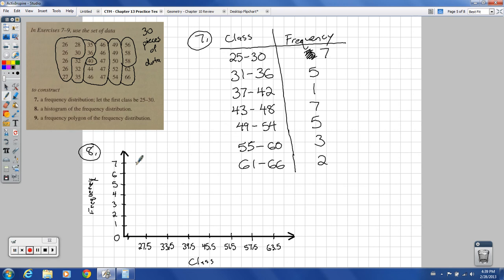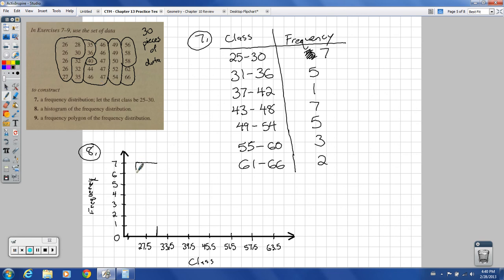Anyways, right here, that's at 7. The next class, 31 to 36, would fall in this range right here. Halfway in between 27.5 and 33.5 would be 30.5. So right here would be 30.5. That's a good thing, because any 30s would go in this bar and any 31s would go in this bar. 30.5 doesn't get included in either one because there aren't any halfway values there.